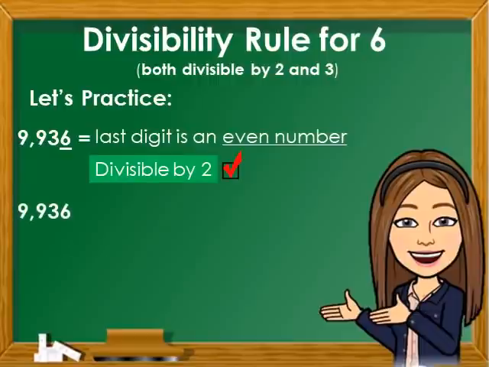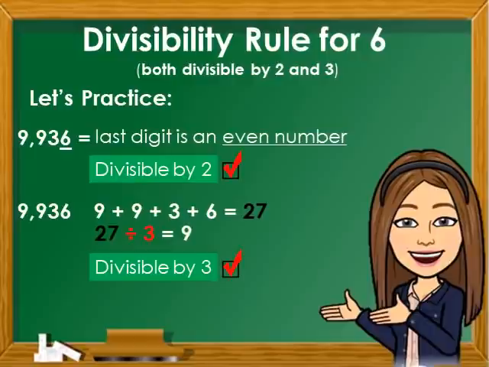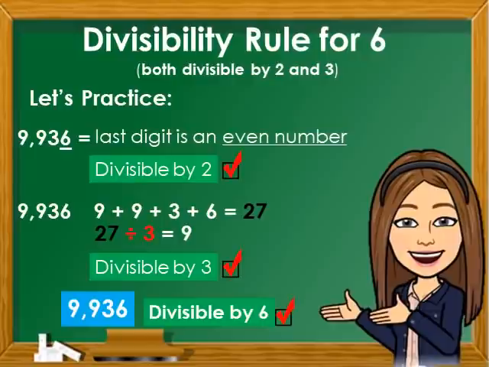Next, let's add the digits of 9,936. 9 plus 9 plus 3 plus 6 equals 27. So the sum of the digits is 27. Can 27 be divided by 3 without remainder? Yes. So 9,936 is divisible by 3. Since 9,936 is both divisible by 2 and 3, we can say that 9,936 is divisible by 6.